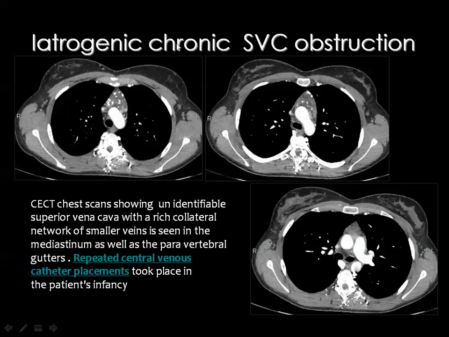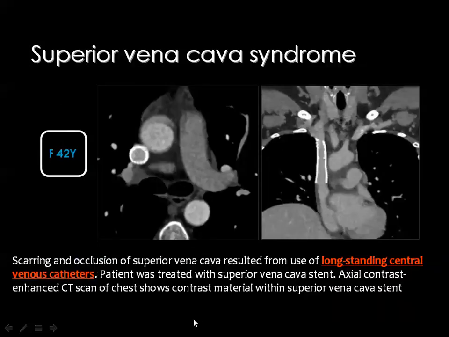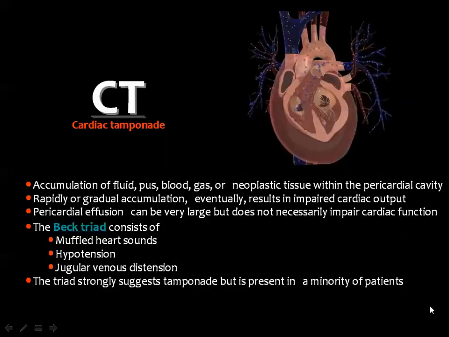This patient has iatrogenic chronic superior vena cava obstruction secondary to repeated central venous catheter placement, and they see that the superior vena cava is totally obliterated, and there are too many collaterals in the chest wall as well as in the mediastinum. One of the ways to treat superior vena cava syndrome is to place a stent in order to maintain patency of the superior vena cava, as you can see here.